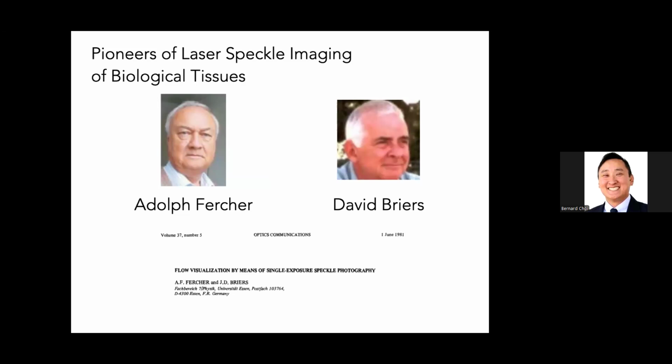45 years ago, Adolf Fercher and David Briers were the pioneers of this. They pioneered the concept of taking those concepts and putting them into biological tissues. They started in the retina, and then Dr. Briers eventually moved to skin, and just to show some demonstrations of it.